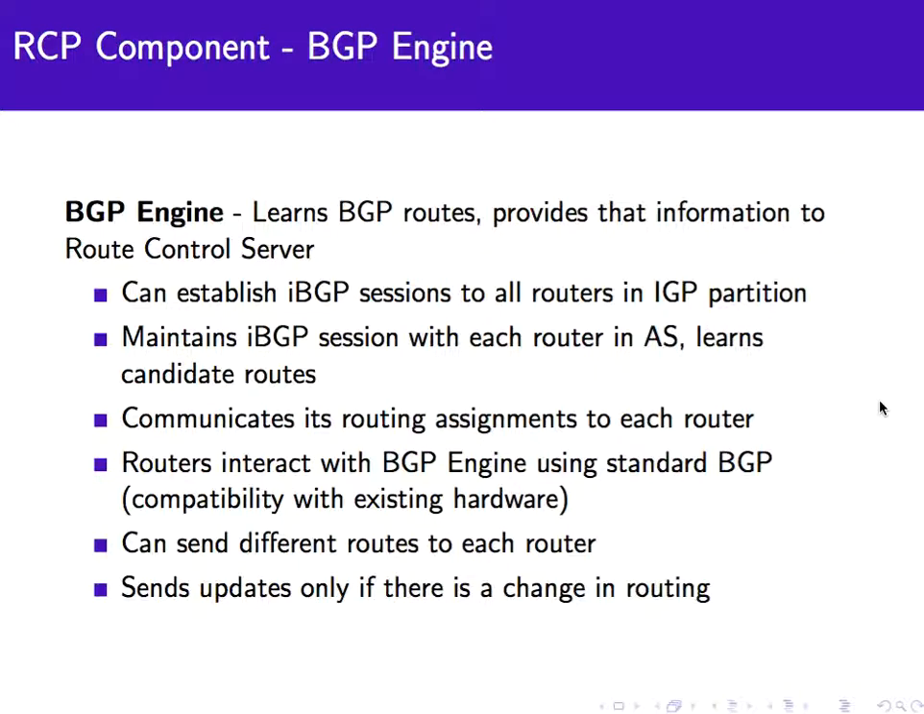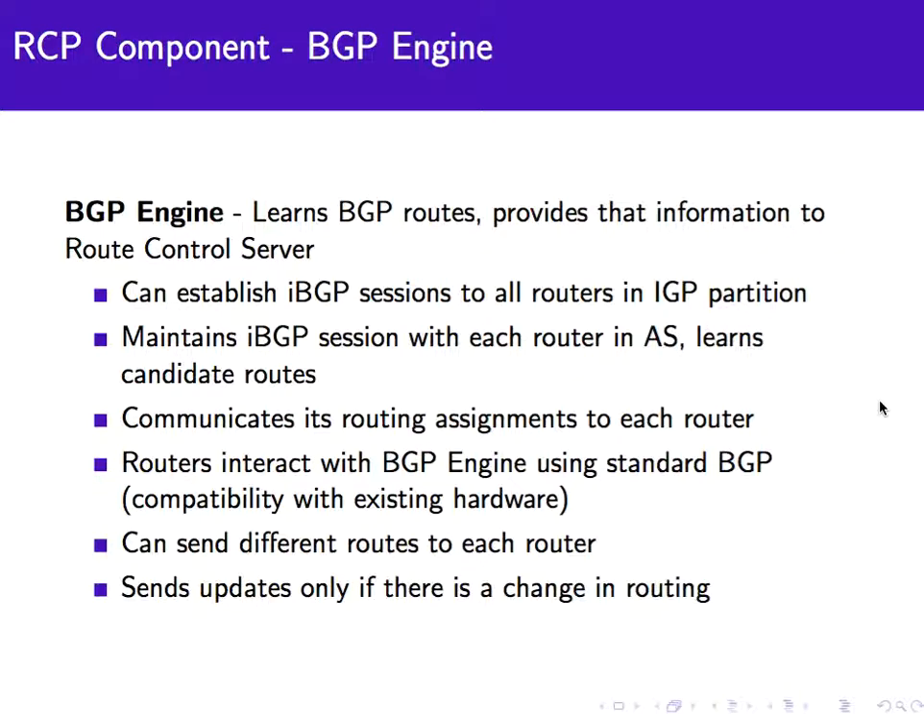So a BGP engine's purpose is basically to learn BGP routes and to provide that information to the route control server, and at the same time also distribute these best paths to other routers. The first thing it does is essentially establish IBGP sessions to all routers in the IGP partition. And as you recall, IBGP is exactly the same BGP protocol, but it's just internal within an autonomous system. And it communicates its routing assignments.